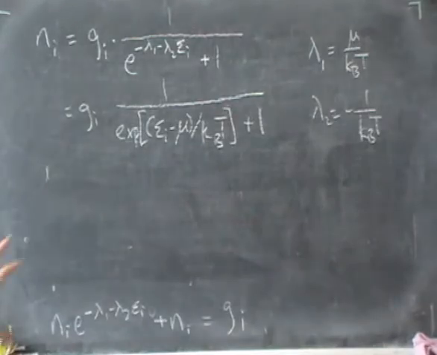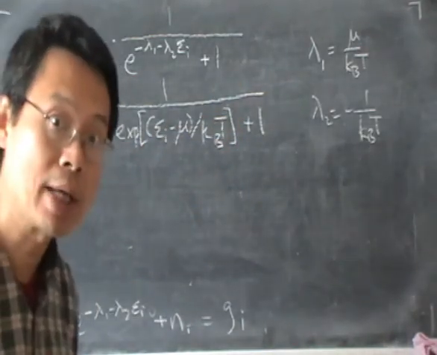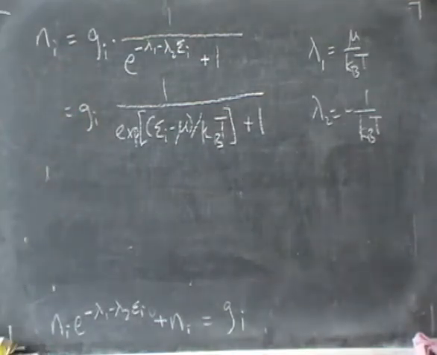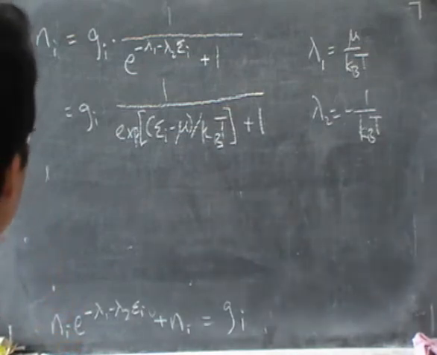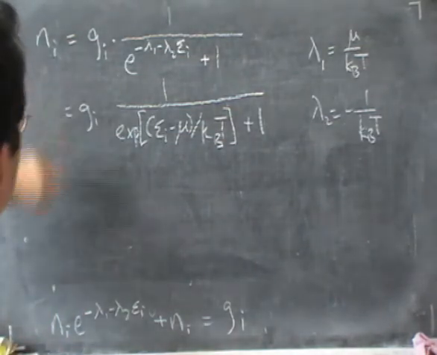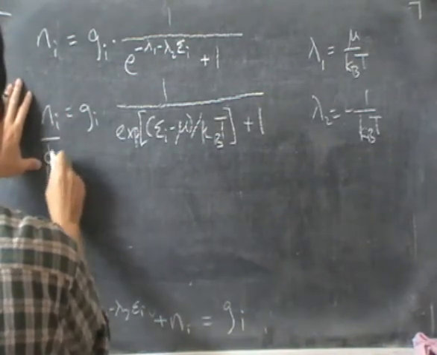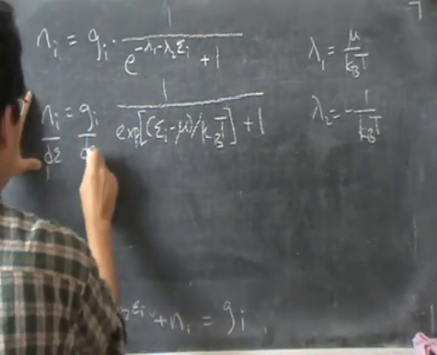The familiar expression here, which we know as the Fermi Dirac distribution. Okay, so that's where we are. Now, to put this in a more convenient form, we would divide both sides of this expression by the energy interval.